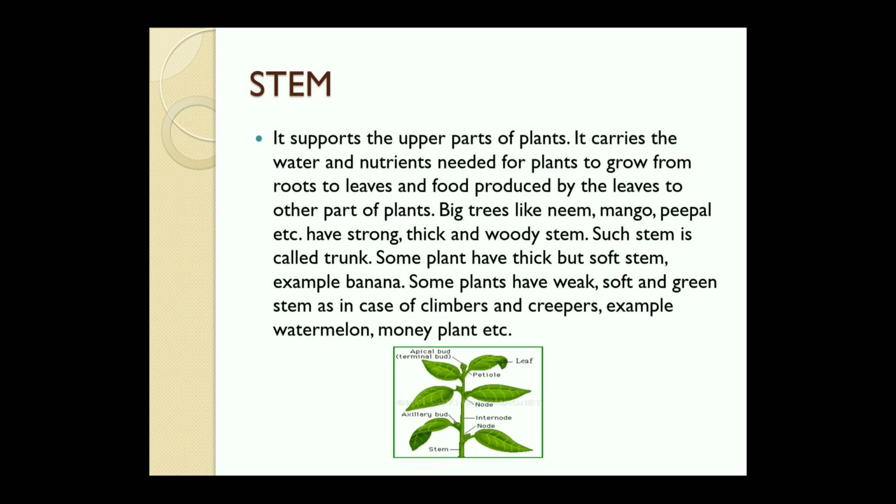Some plants have thick but soft stem. Example: banana. Some plants have weak, soft and green stem as in the case of climbers and creepers. Example: watermelon, money plant, etc.